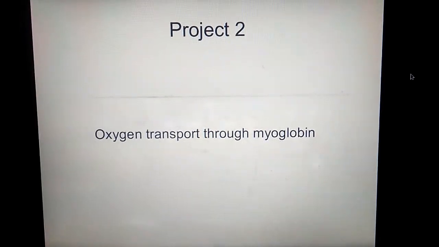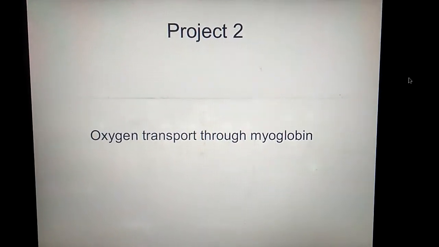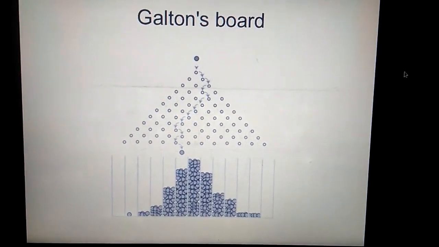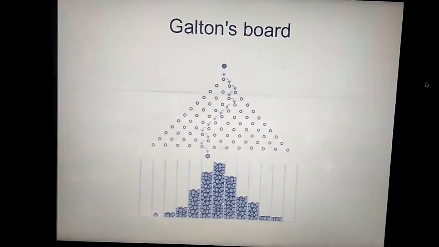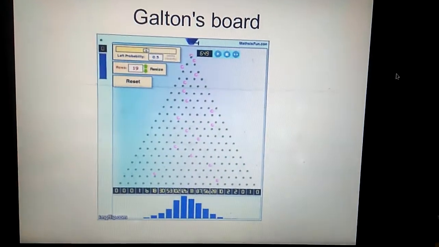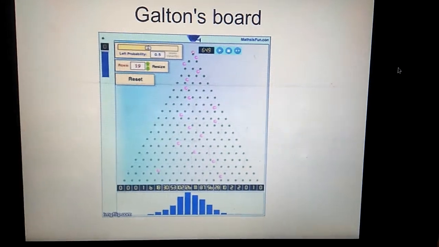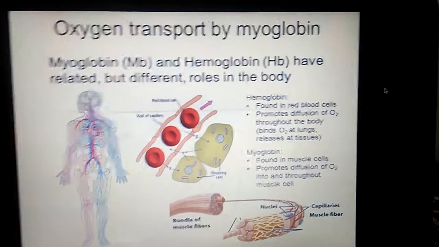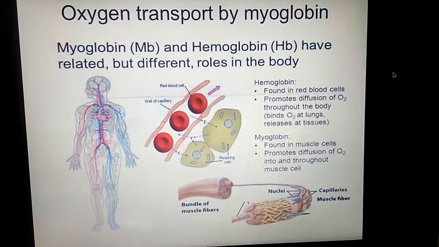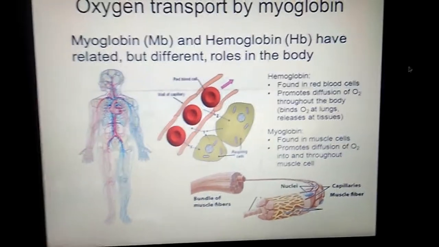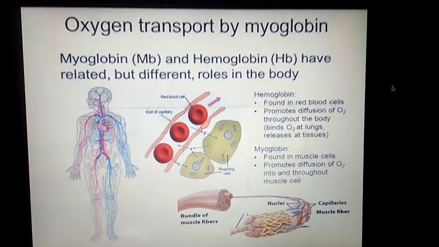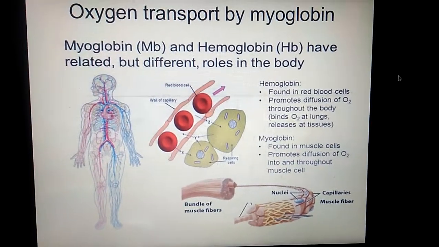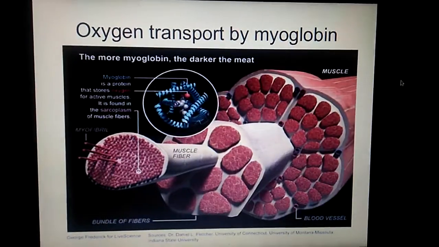Now, moving on, let's look at what the Galton board looks like. This is what the Galton board looks like. This is a simulation over here, and before you move on, take your time, pause this video, and look at how myoglobin is different from hemoglobin, even though both have almost the same function: transport of O2 by diffusion.